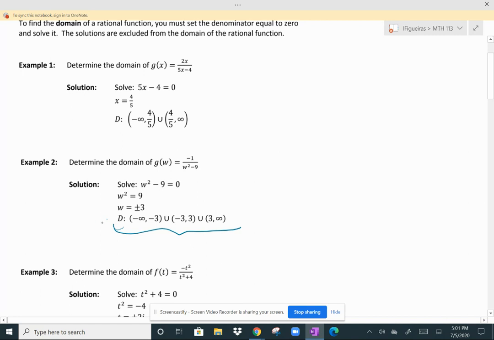You always write your domain from smallest to largest. So it's negative infinity to -3, union -3 to 3, union 3 to infinity. What that means is that -3 and 3 are not part of the domain, but all other real numbers are.